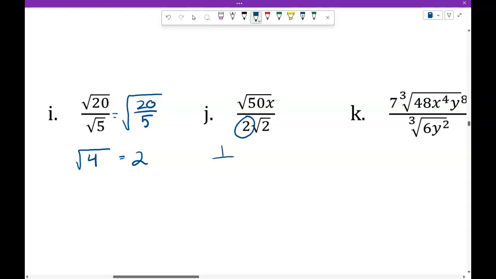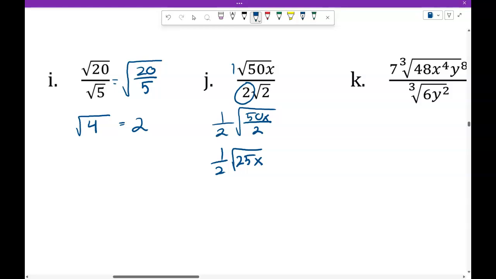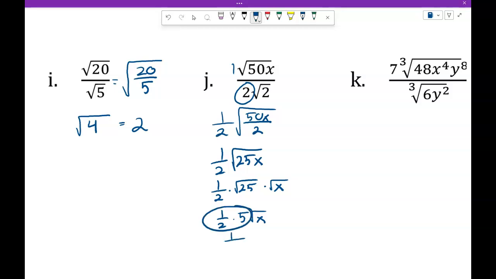2 is on the outside, so it'll stay on the outside. It's 1/2 the square root, 50x over 2, which simplifies to the square root of 25x. Since I can square root 25, I have 1/2 times the square root of 25 times the square root of x. 1/2 times 5 root x. And then we multiply the factors on the outside, giving me 5/2 the square root of x, or 5 root x over 2.